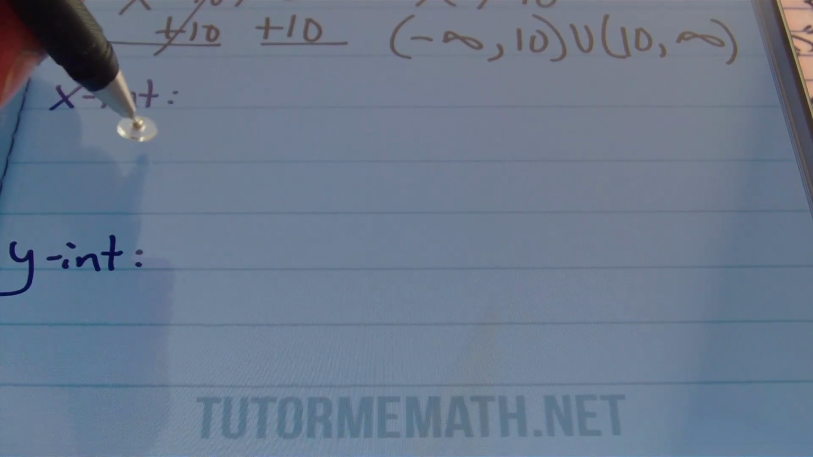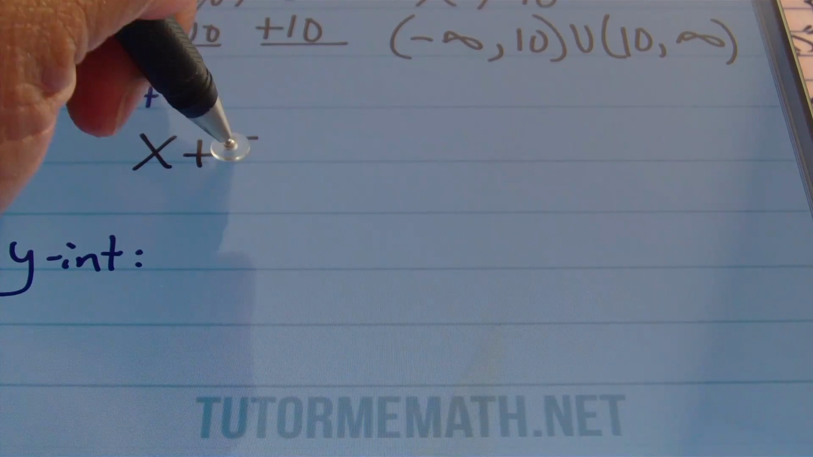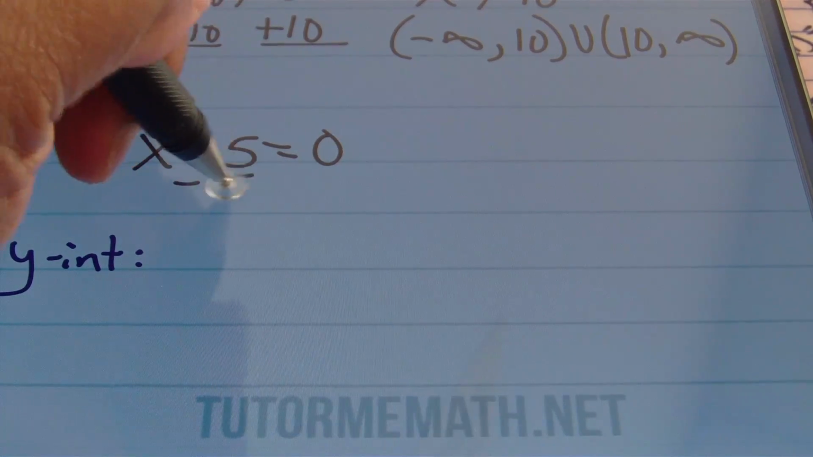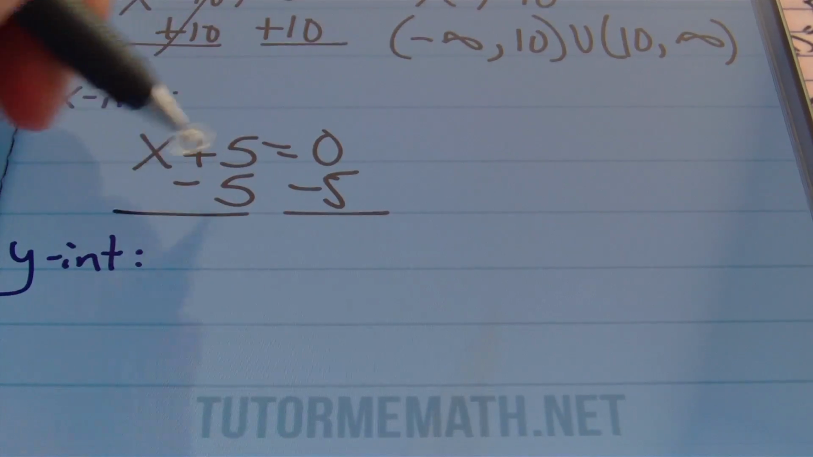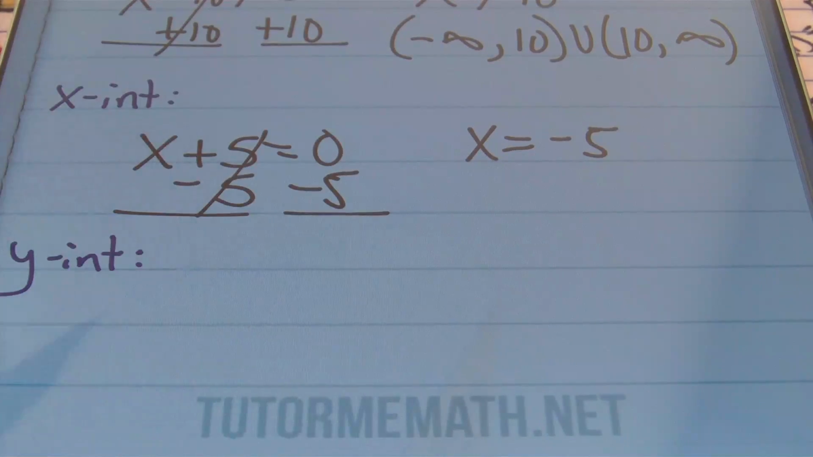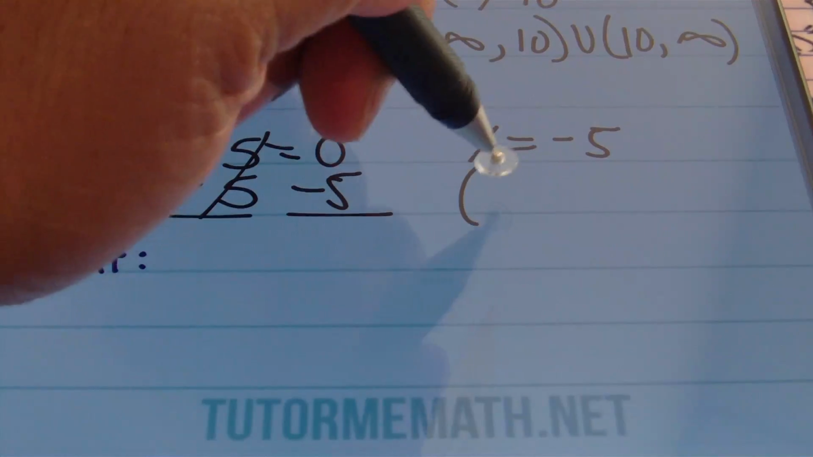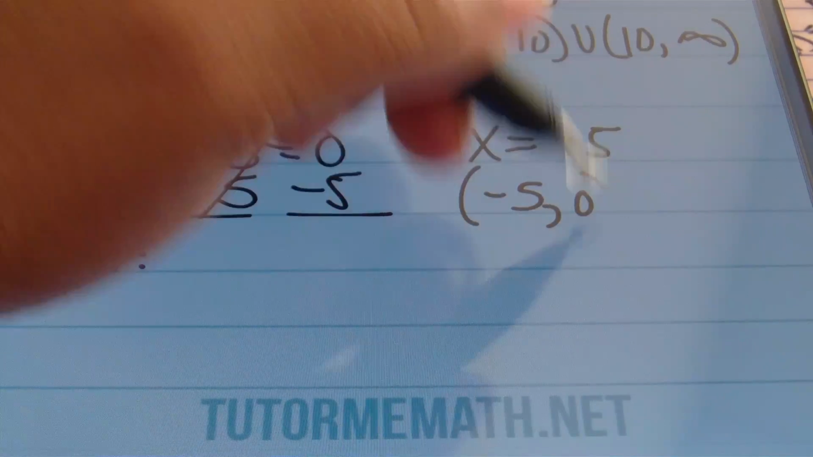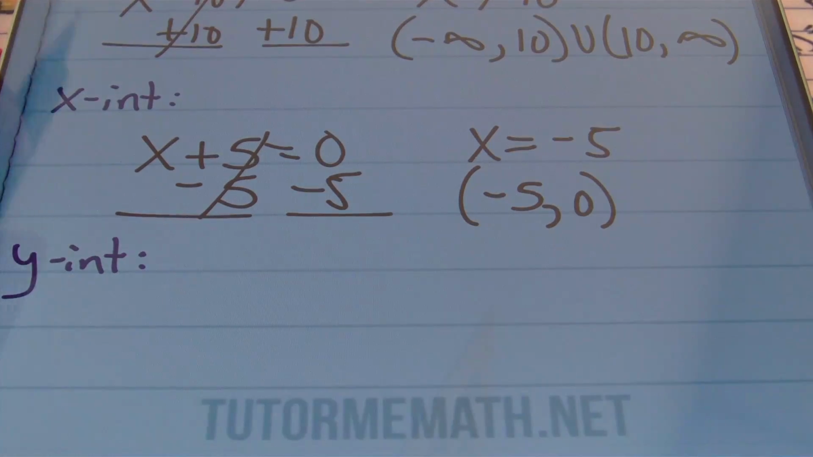So let's set the numerator equal to 0 and solve for it. So I'll have x plus 5 equals 0. Solving for x, I'll be subtracting 5 from both sides of the equal sign to find that x equals negative 5. Now, this is my x-intercept, but as you should know by now, you'll want to write your x-intercept also as an ordered pair. Formalize that. So we'll rewrite it as an ordered pair, negative 5, 0. And that's my x-intercept. That's all there is.